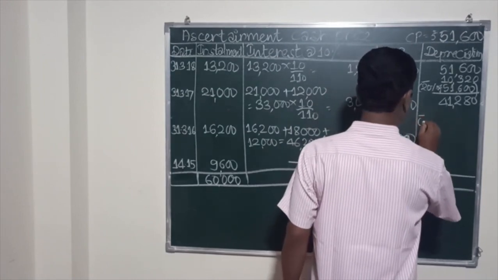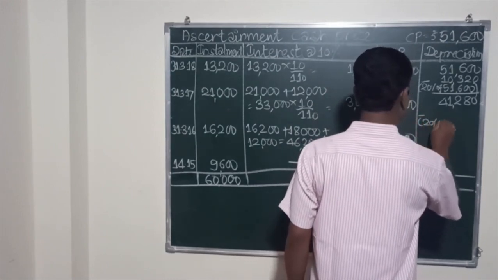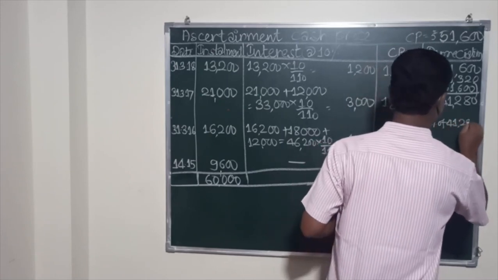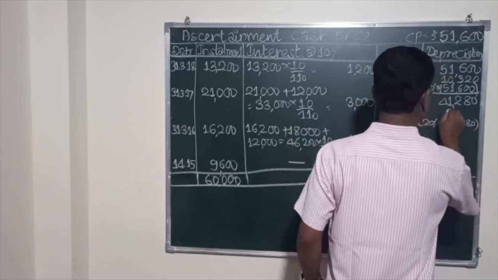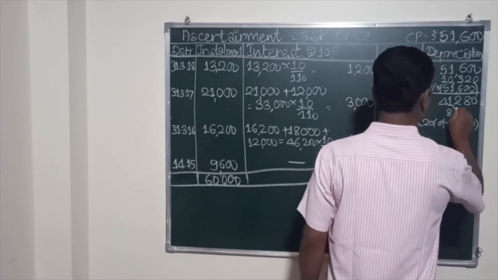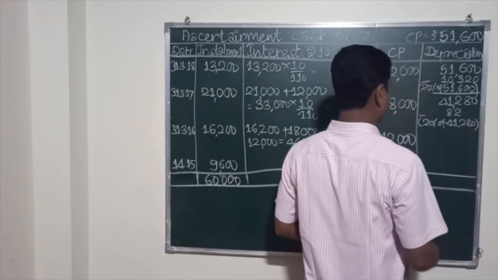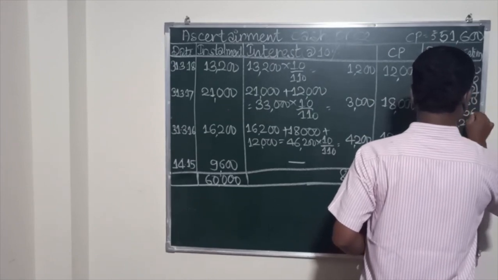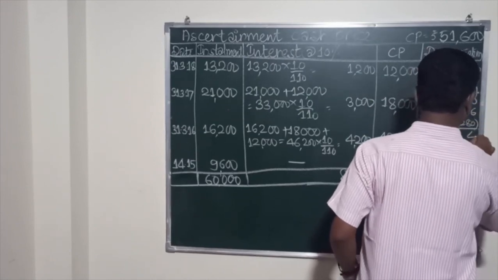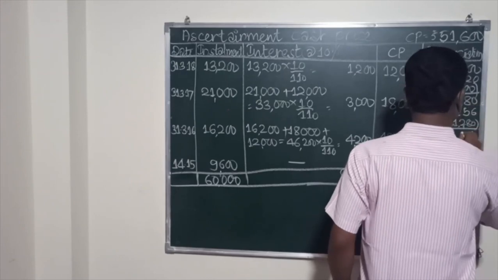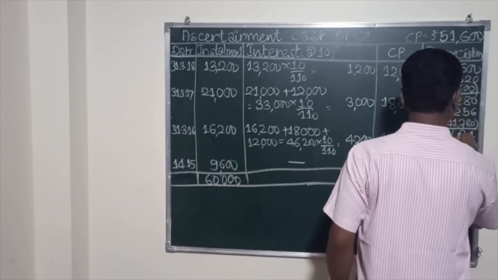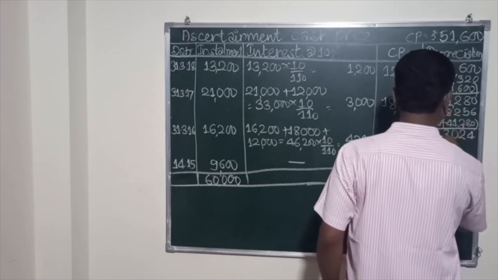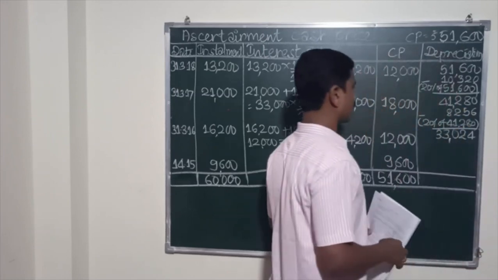Then similarly, the second year, less depreciation of 20% of 41,280. So 5 8s are 40, 5 2s are 10 here, then 5 5s, so 5 6s are. So 10 minus 6 is 4, carry 1, 8 minus 6 is 2 here, 2 minus 2 is 0, 11 minus 3 is 11 minus 8 is 3 here. So 33,024.